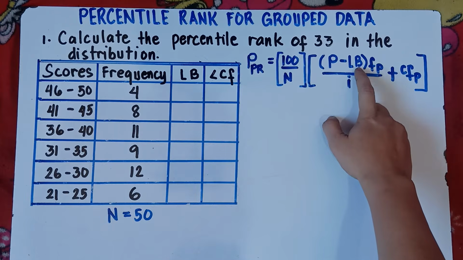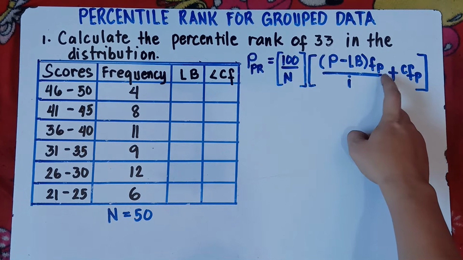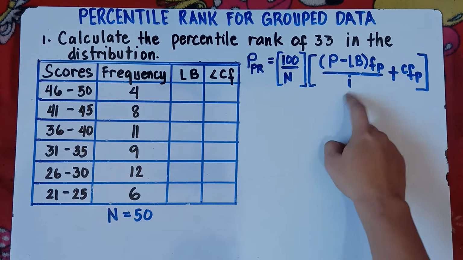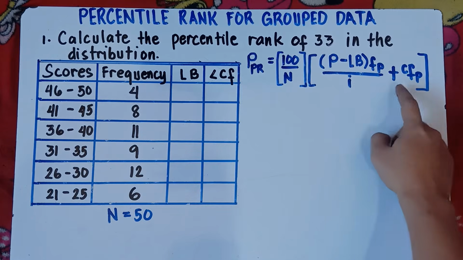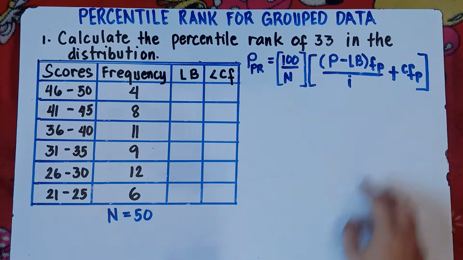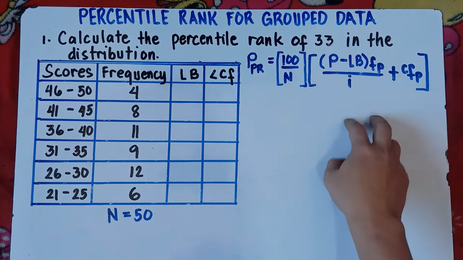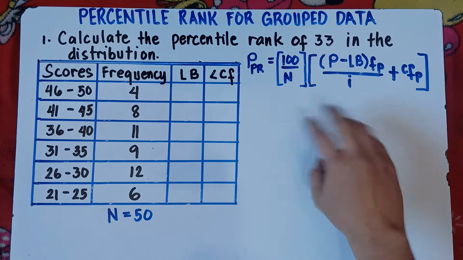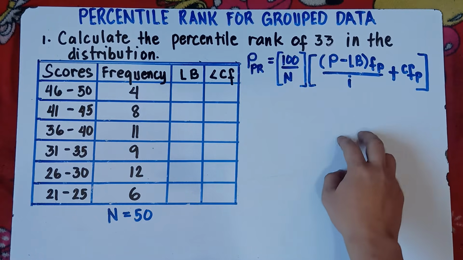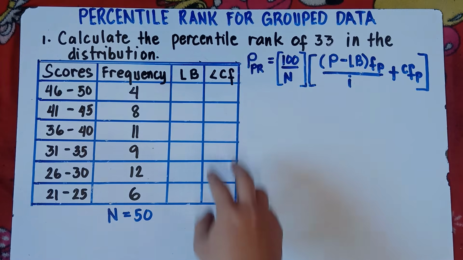Now LB, that would be lower boundaries of the percentile class. Close parenthesis, f sub p, it means frequency of the percentile class. Divided by i, the interval, plus CF sub p, it means cumulative frequency before, then close bracket. Once again class, do not be confused with this formula, because we will explain this one step by step. Let's find first the value of LB and less than cumulative frequency.